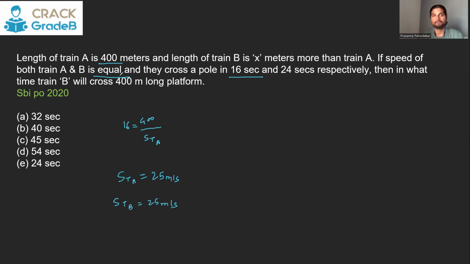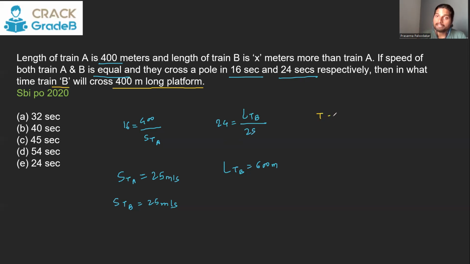Now train B crosses a pole in 24 seconds. Time to cross a pole is equal to length of train, in this case B, upon speed of train, which is 25. So that means length of train B is going to be 25 into 24, that is 600 meters. Now they are asking how much time train B will take to cross a 400 meter long platform.